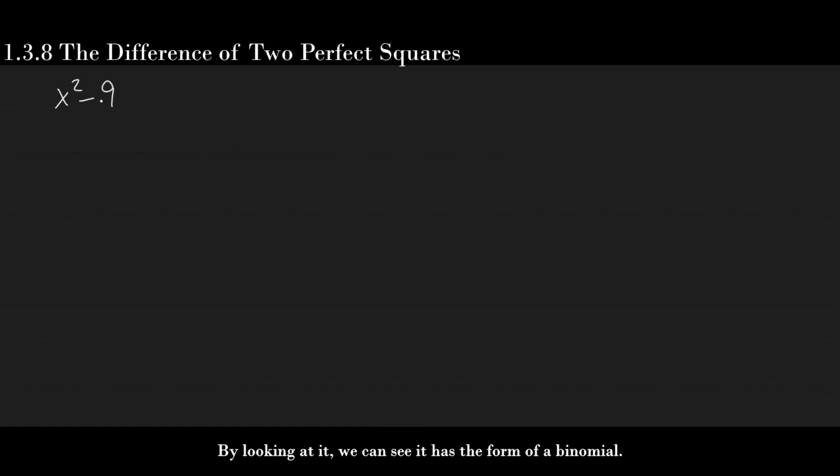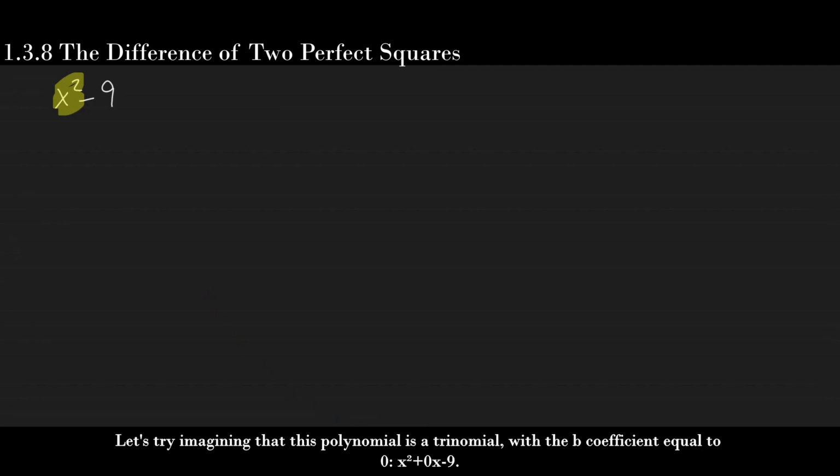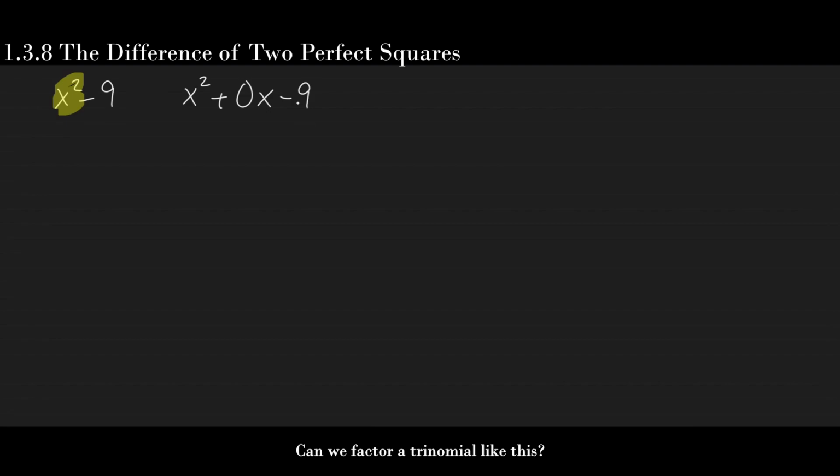By looking at it, we can see it has the form of a binomial. But it's not a normal looking binomial because it has a degree 2 term. Can we factor a binomial out of a binomial? Let's try imagining that this binomial is a trinomial with the b coefficient equal to 0, x² plus 0x minus 9. Can we factor a trinomial like this? Let's find out using the factorization theorem.